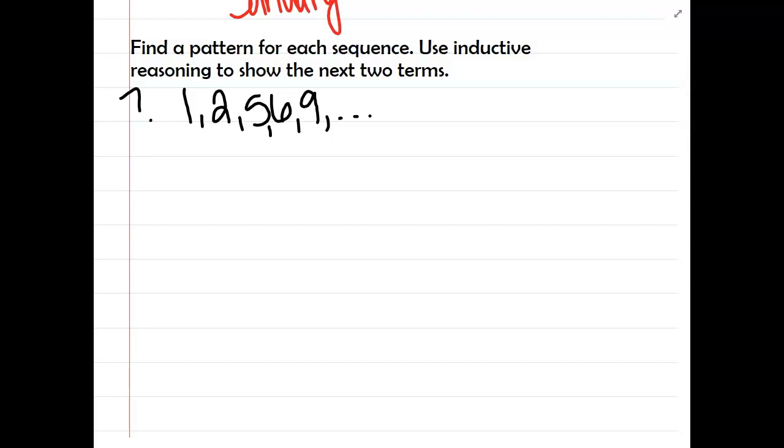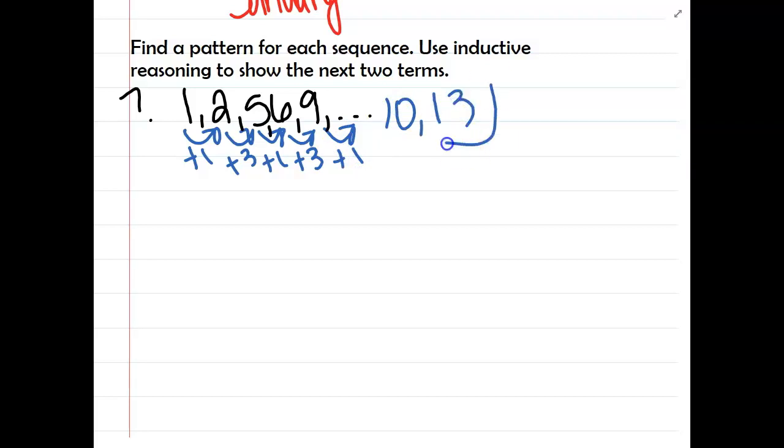What do we think the pattern is? Add 1, add 3. Yeah, exactly. Add 1, and then add 3. So the next term would be 10, and then 13. Very good. You guys have questions on any of that?